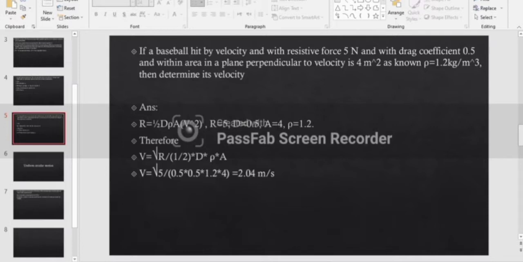So by these two examples and the previous explanation, I tried to explain resistive force.